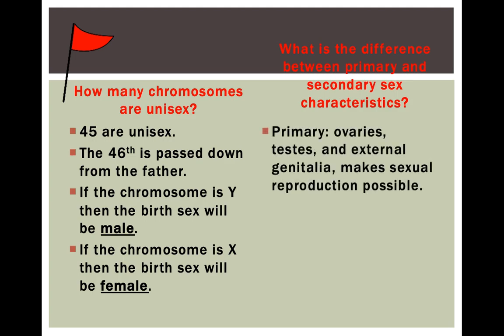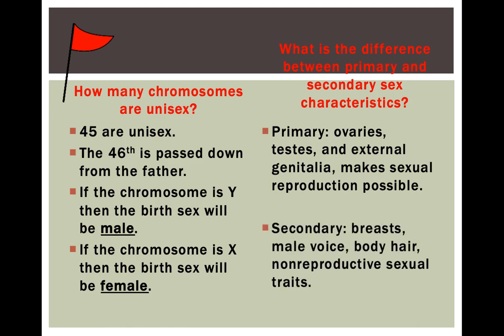Primary, its main purpose is for making sexual reproduction possible. So this will be the influence on the ovaries and the testes, the genitals. While secondary are often non-reproductive sexual traits that are byproducts of the influence of sexual hormones. So we have breasts, male voice deepening, and body hair.